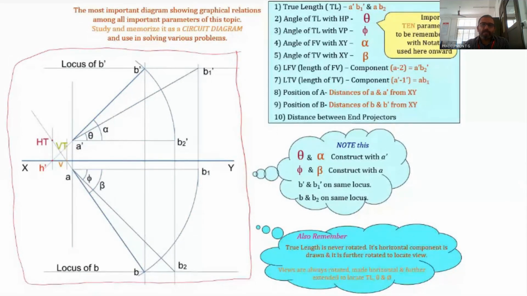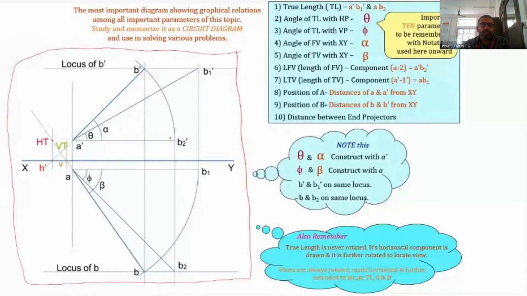And the length of the front view. The length of the front view is equal to A dash B dash. A dash B dash is the front view. So the length of the front view is A dash B dash, and that particular value is equal to A dash B2 dash.